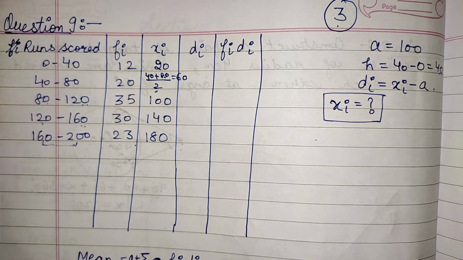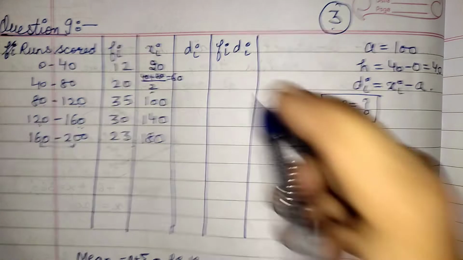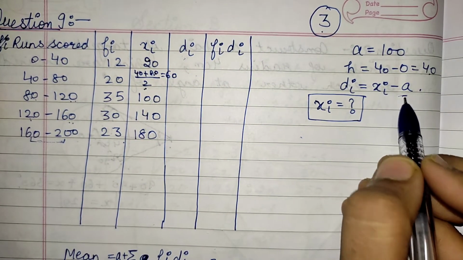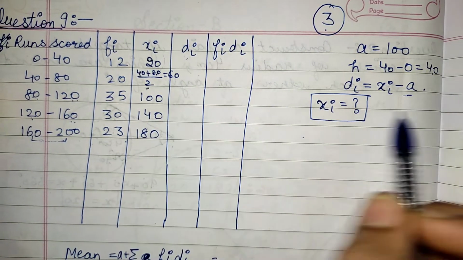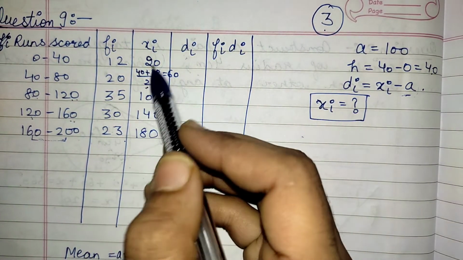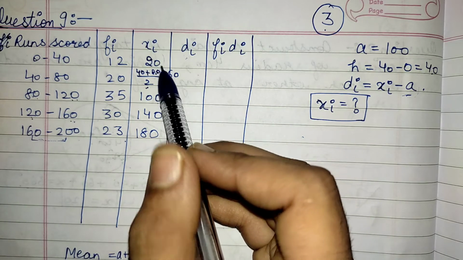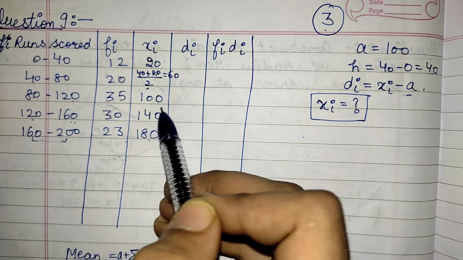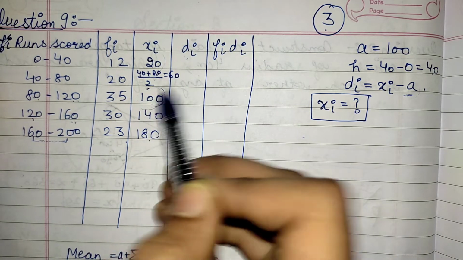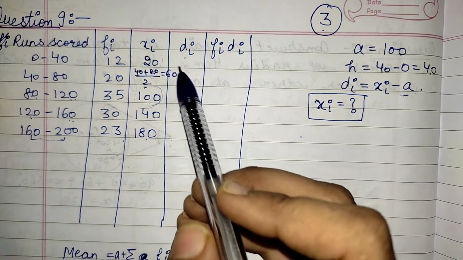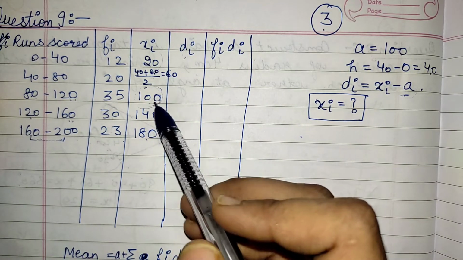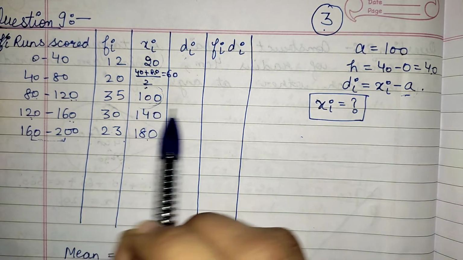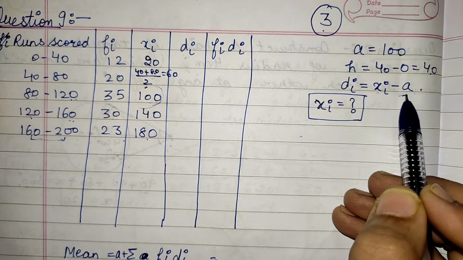Now the next step is to find the value of di. di is given by xi minus a. So xi is this, and what is a? We imagine a as the middle value of xi. There are 5 values, 1, 2, 3, 4 and 5, so the middle value will be my a. That means a will be equal to 100. If there are 6 values or an even number of values, you can take any value as a. So what will be xi minus a?